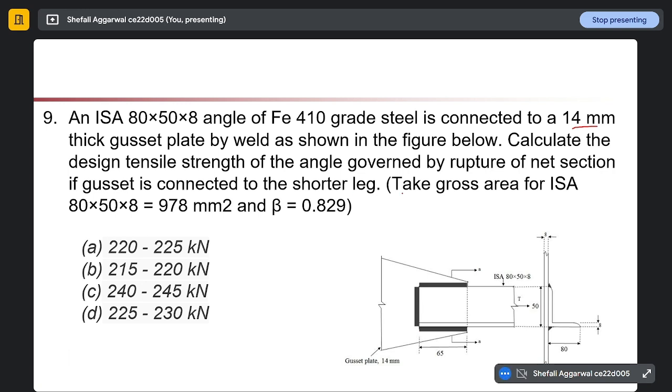Take gross area for ISA as 978 mm² and beta value as 0.82. So this is the angle section we are using, and they are telling us our gusset plate is connected to the shorter length, the 50 mm length. What else is given to us? The thickness of our gusset plate is 40 mm.